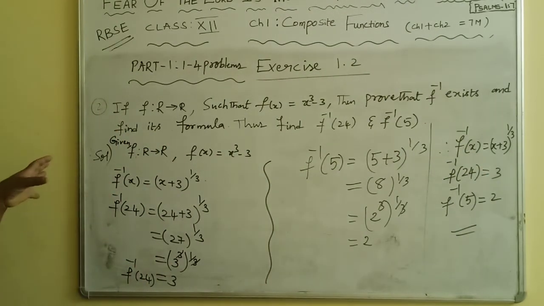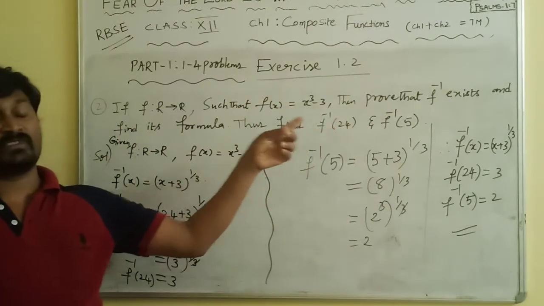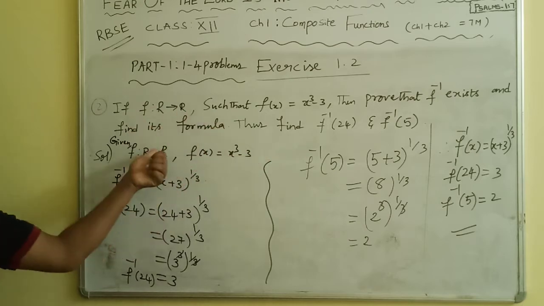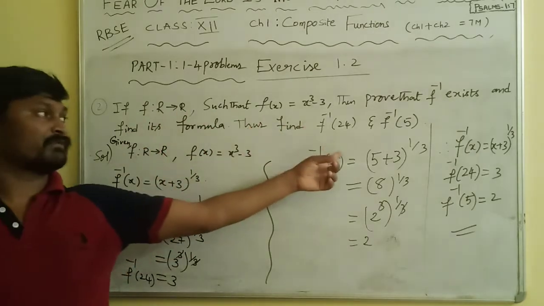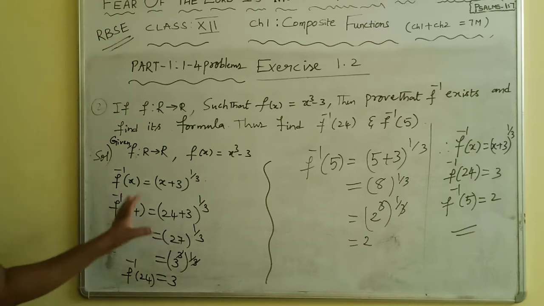So here in this second problem, what we found is, if we want to find whether f inverse exists, first we need to prove one-to-one and onto. Then f inverse exists, then find the formula. After finding the formula, f inverse of 24 and f inverse of 5, both we have to find out. I hope you all understood. Let's move on to the next problem.